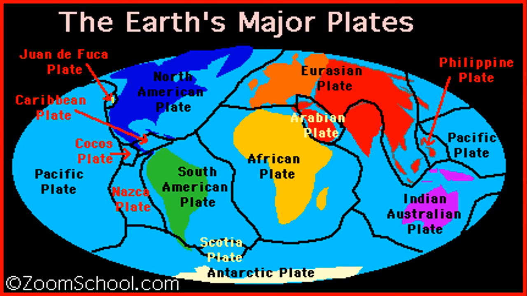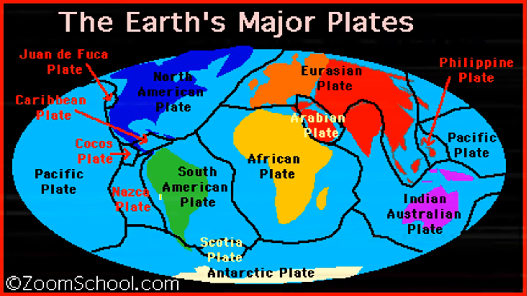The Juan de Fuca plate right here near North America, the Caribbean plate right at the Caribbean, the Cocos plate right off the coast of Central America, the Nazca plate right off the coast of South America, the Scotia plate here, and the Philippine plate and Arabian plate. And again, there are other little small plates in here somewhere. We're just not going to label them. But these are Earth's major plates. Thank you for the picture from Google.